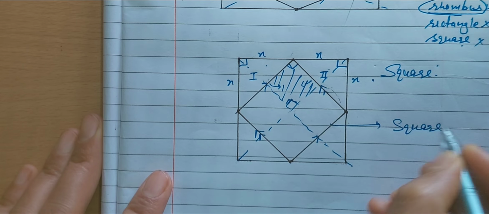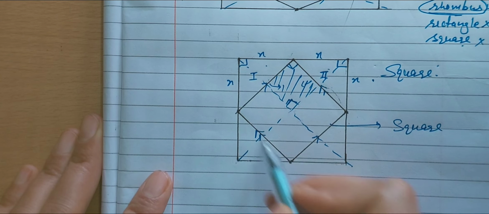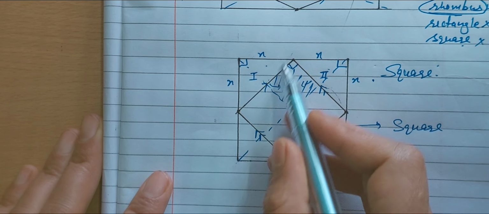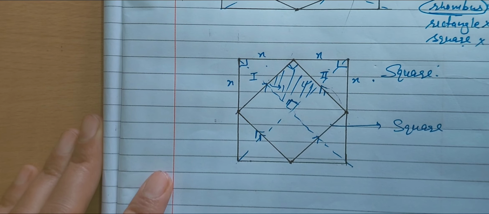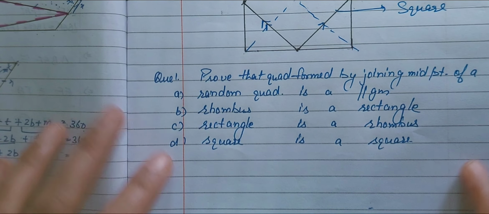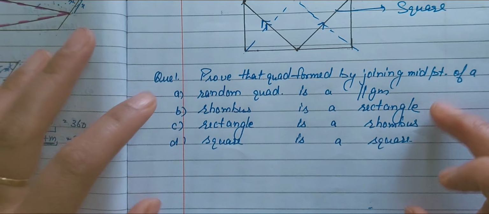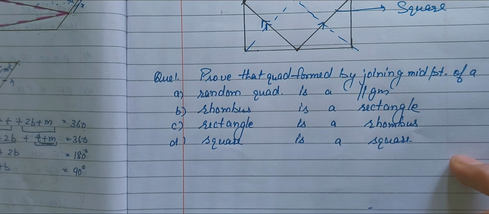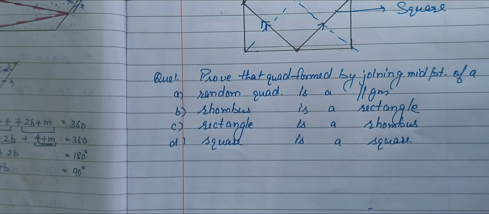So we got to know that this quadrilateral formed by joining the midpoints of a square is also a square. So we basically reach these conclusions. Now you have to prove them neatly with fewer but sufficient words and steps.